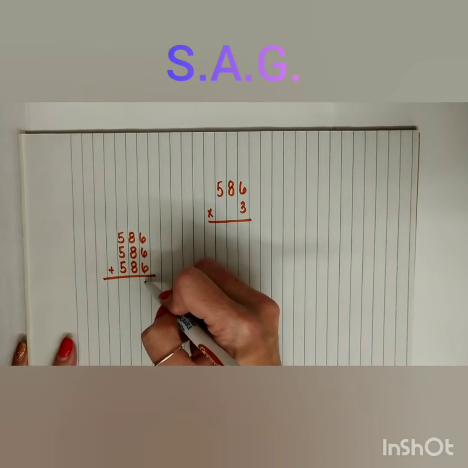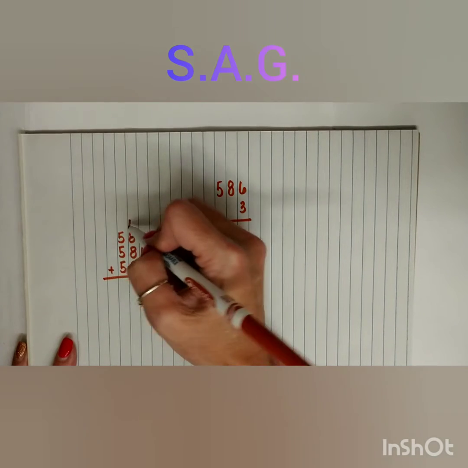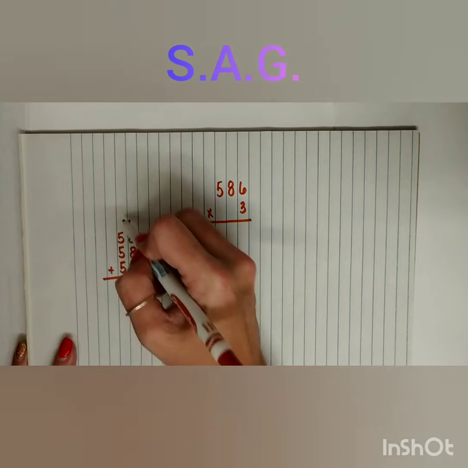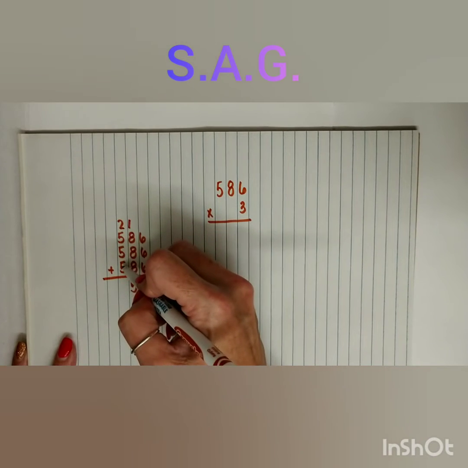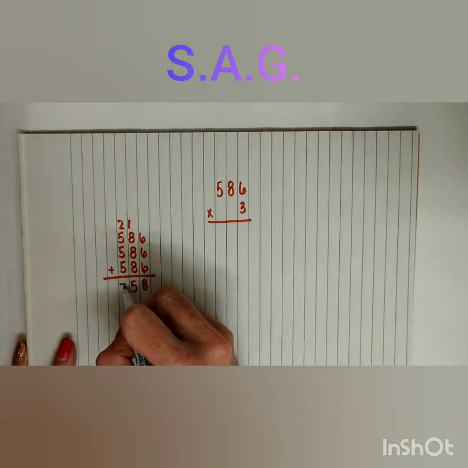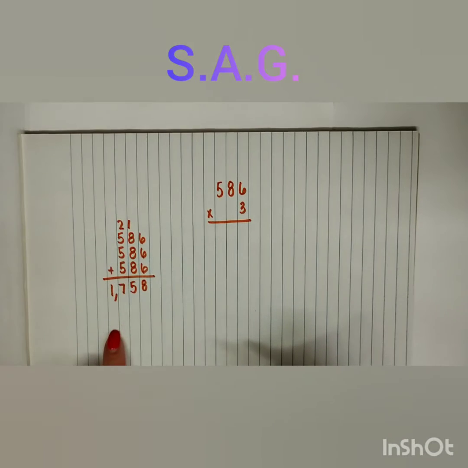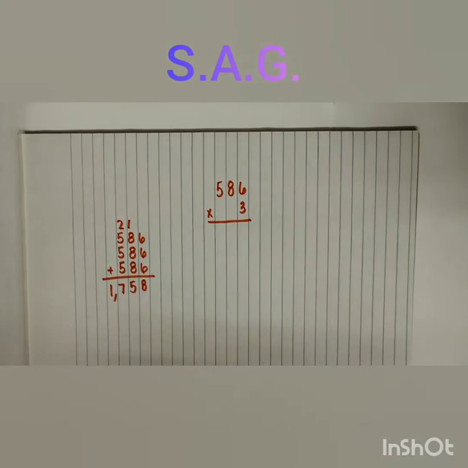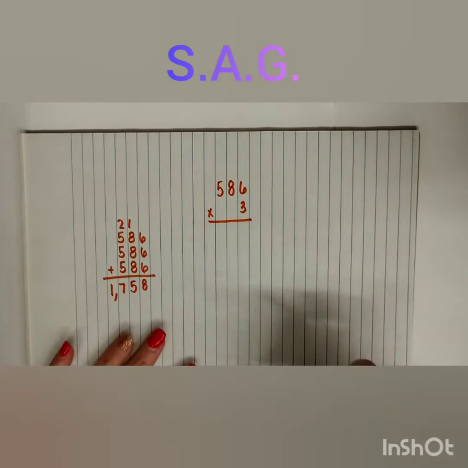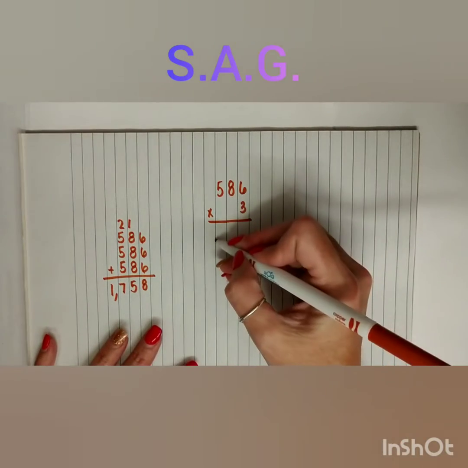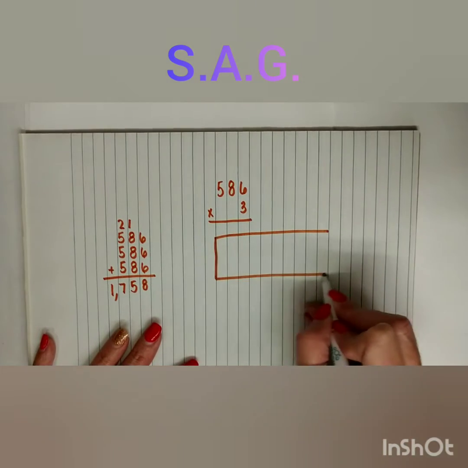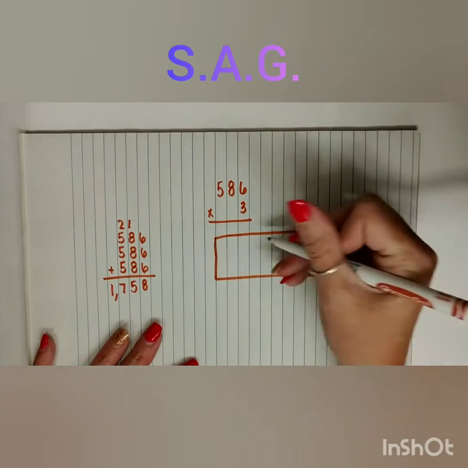6 plus 6 plus 6 is 18. Regroup my 1. 8 plus 8 plus 8 is 24, plus 1 is 25. And 5 plus 5 plus 5 is 15, plus 2 is 17. So I can solve it using repeated addition. But a more productive way to solve it is to use area model, or we call it distributive property. So what we do is we break apart your biggest number into place values.